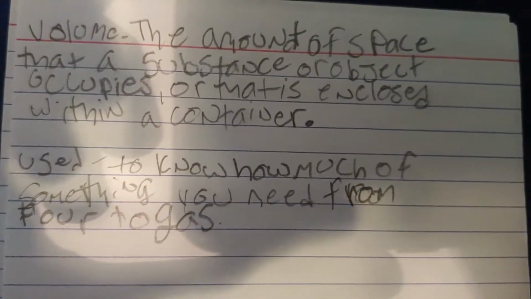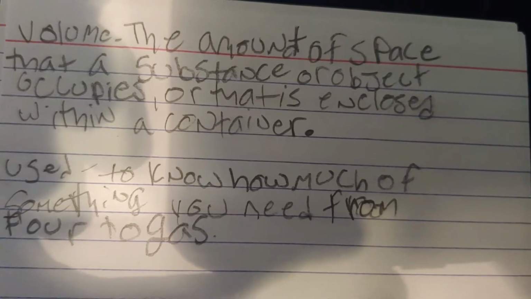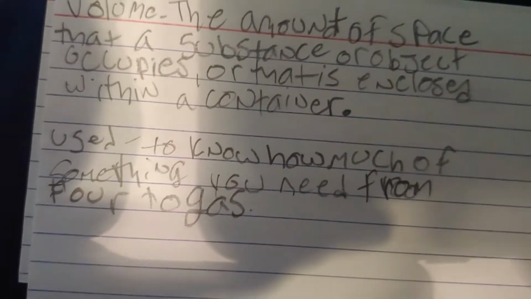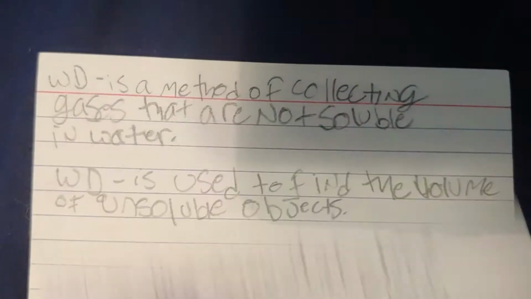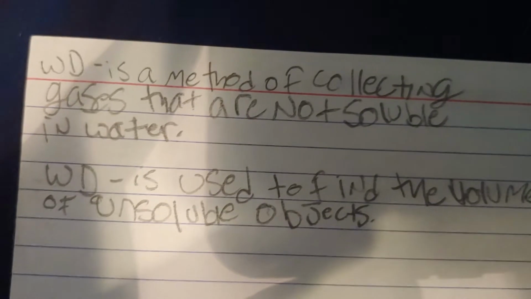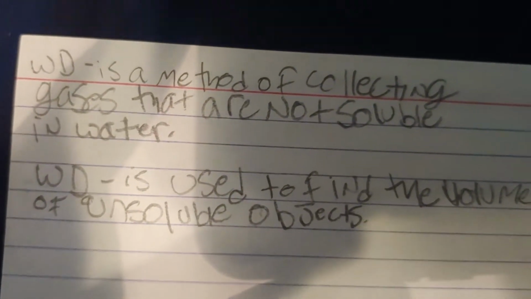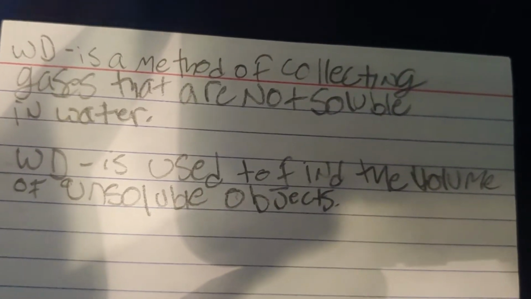Volume is the amount of space that a substance or object occupies, or that it is enclosed within a container. Volume is used to know how much of something you need, from flour all the way to gas. Water displacement is a method of collecting gases that are not soluble in water. Water displacement is used to find the volume of insoluble objects.